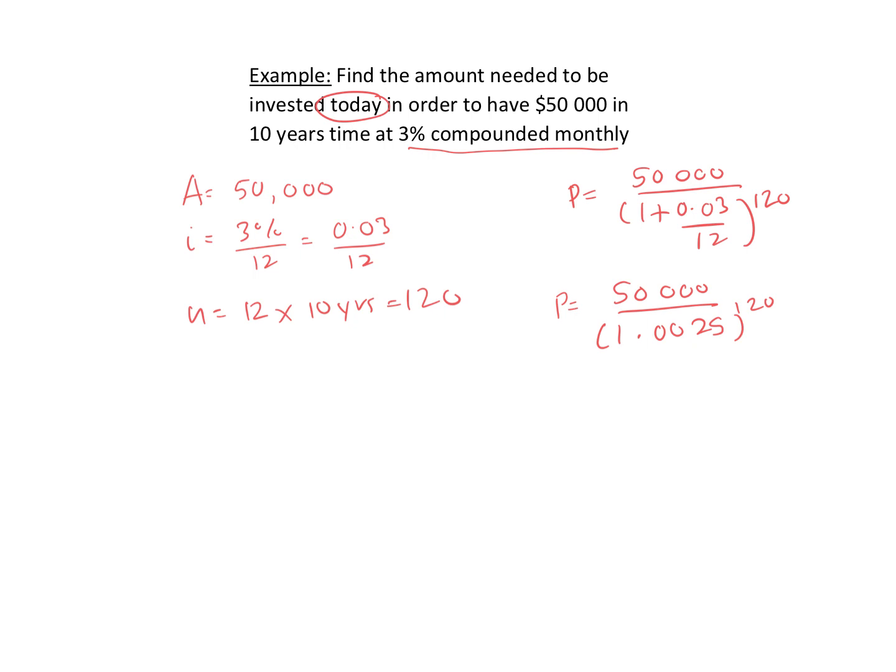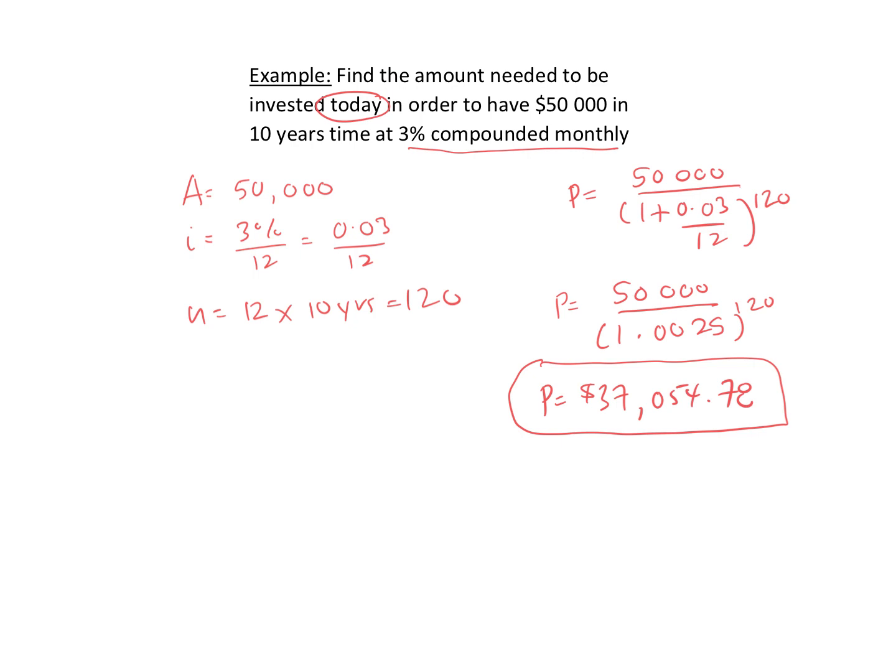That's going to be to the power 120. So we're going to do 50,000 divided by 1.0025 to the power 120. Oh, that was a 120. And the present value is going to be $37,054.78. So again, it should be less than 50,000 because we're earning interest for 10 years. So that seems like a reasonable amount.